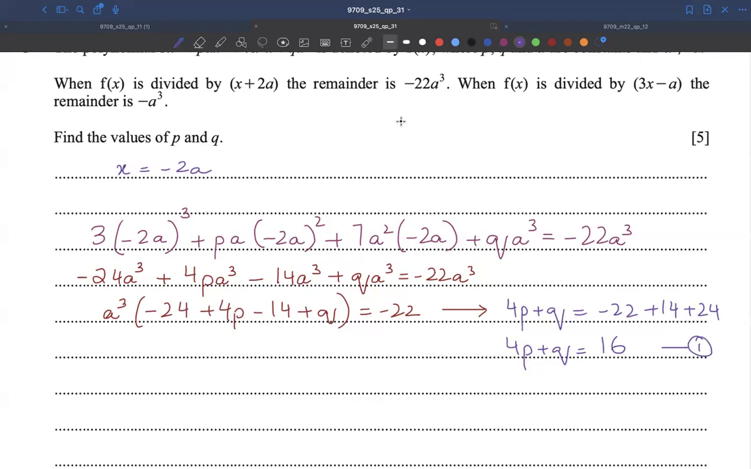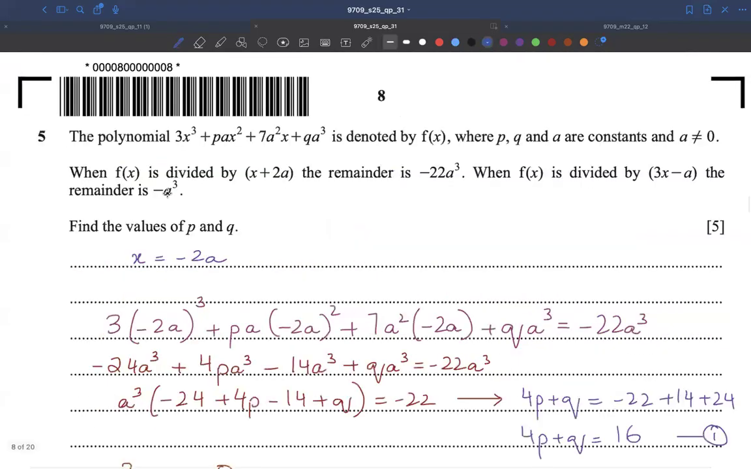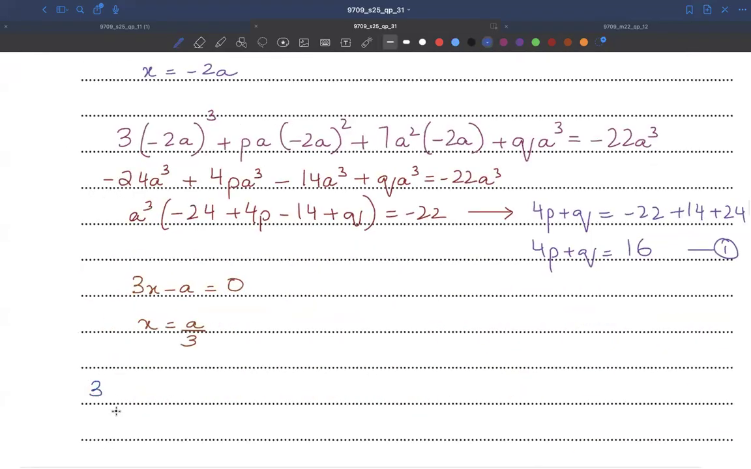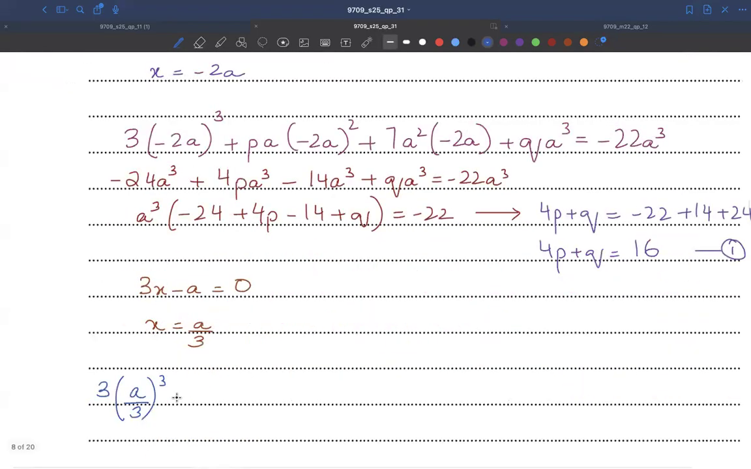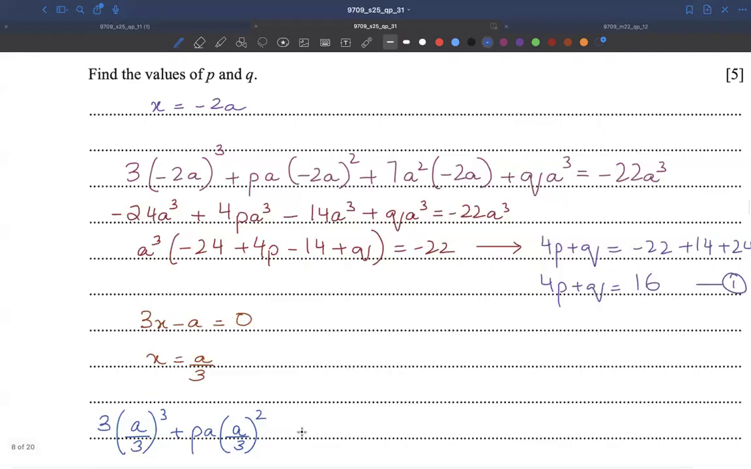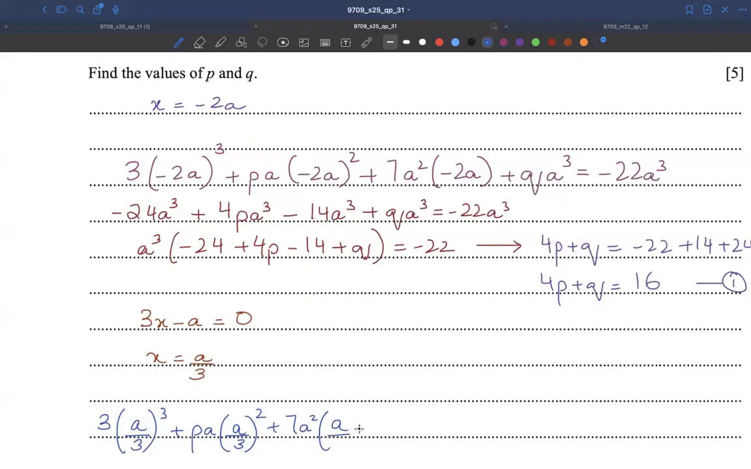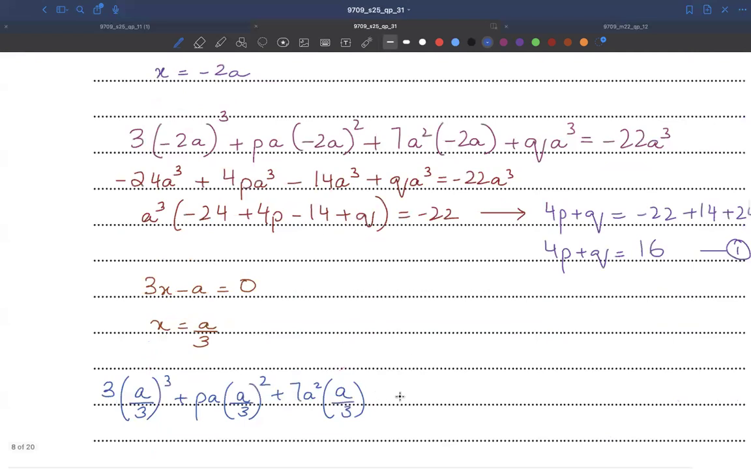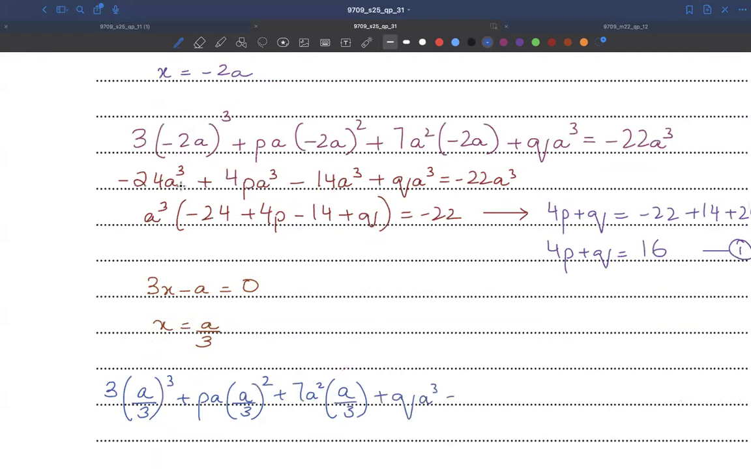Now we are also given that when it's divided by 3x minus a, we will put it as 0. So x would be equals to a upon 3. Now in the same function, we'll substitute x equals a upon 3. So this will become 3 into a upon 3 whole cube plus p a into a upon 3 whole squared plus 7a squared into a upon 3 plus qa cube, and the result is equals to minus a cube.